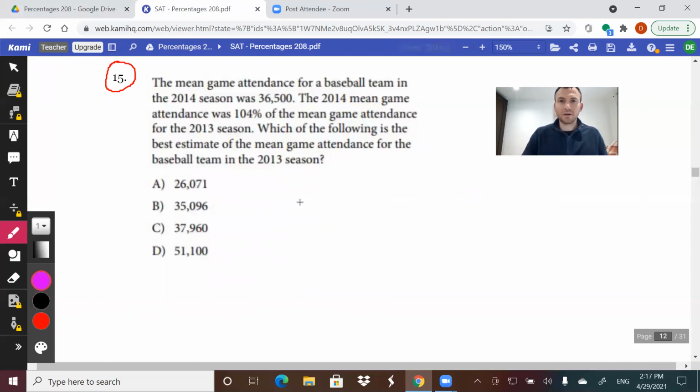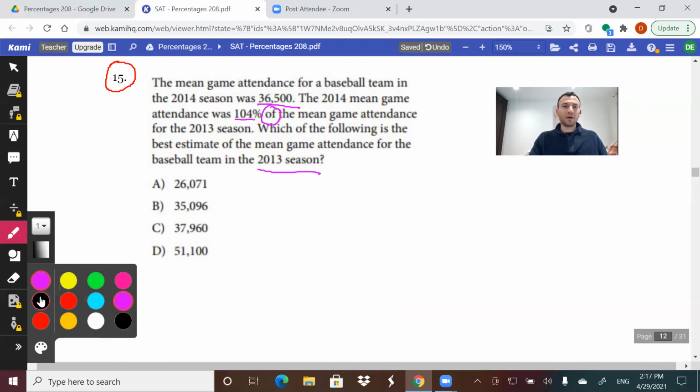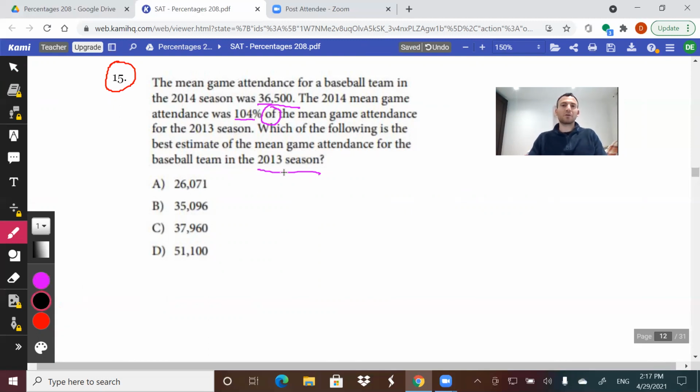So the mean game attendance for a baseball team in 2014 season was 36,500. The 2014 mean game attendance was 104% of, not a 104% increase, but of, so just multiply the mean attendance for the 2013 season. Which of these is the best estimate of the mean game attendance for the 2013 season? Okay, so we're trying to find the 2013 season. We're trying to find the original amount before we increased by 4%, or 104% of.